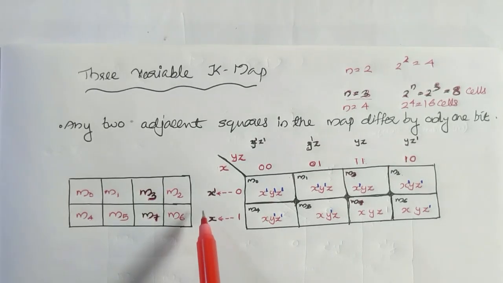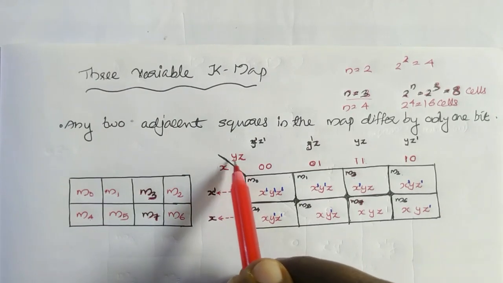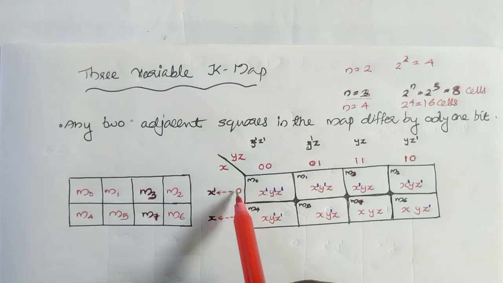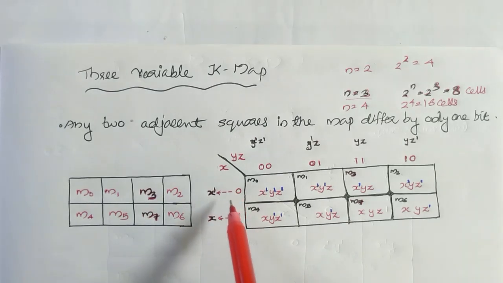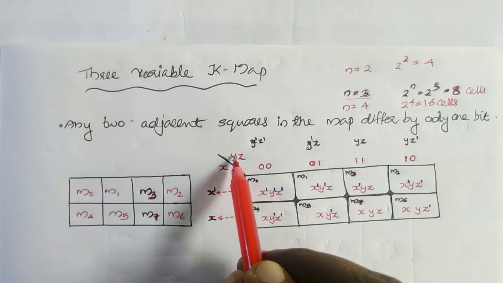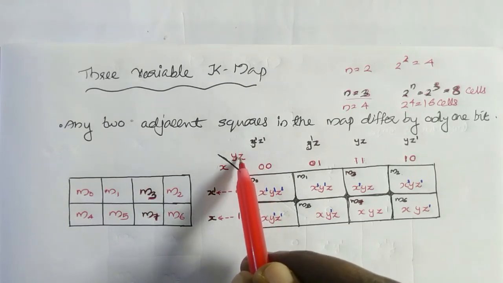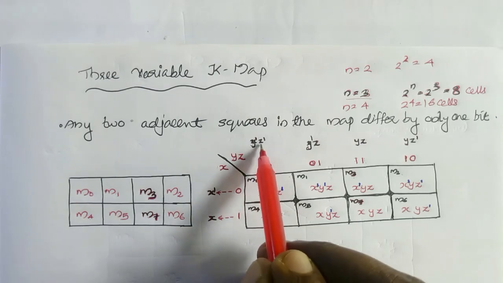Okay, let's explain in detail. We have three variables x, y and z. If x has the value 0, then we denote it as x bar, else we denote it as x. Like if y has value 0, then we denote it as y bar, and if z has the value 0, then we denote it as z bar.